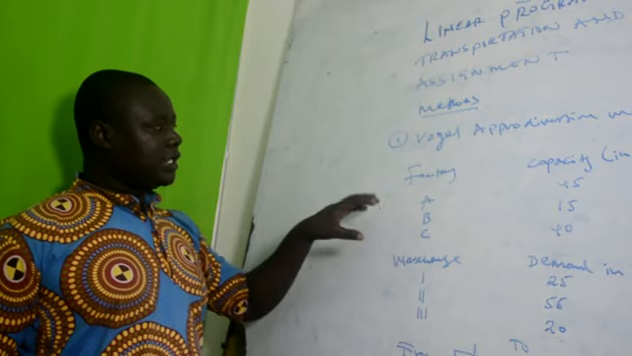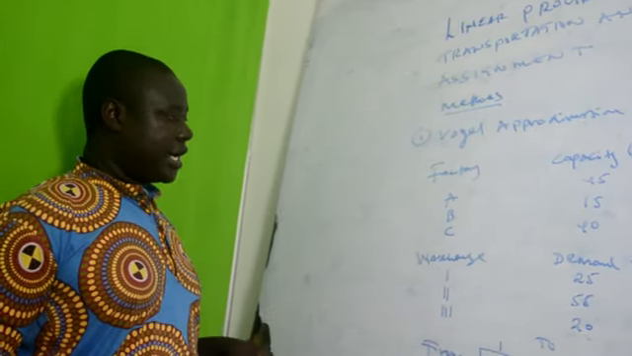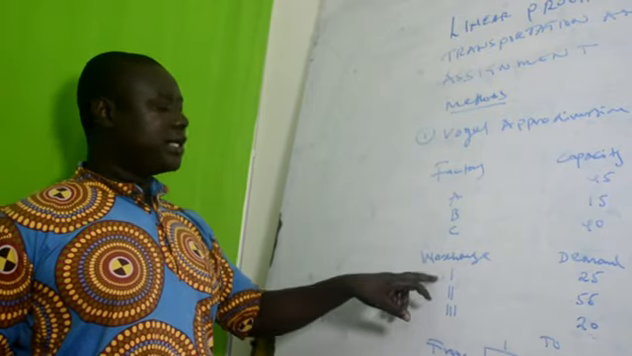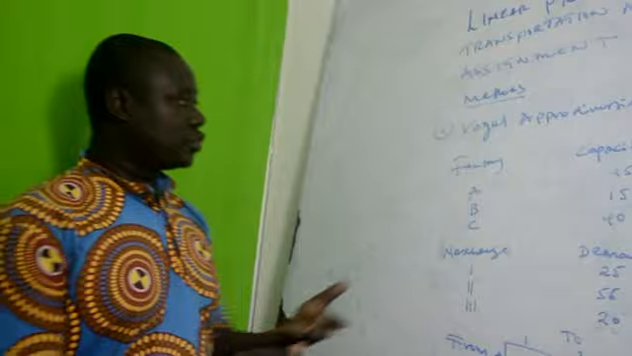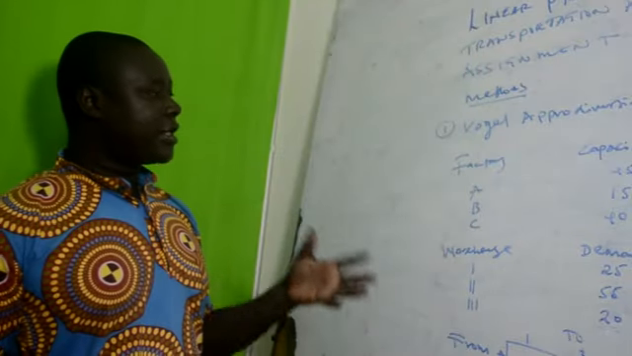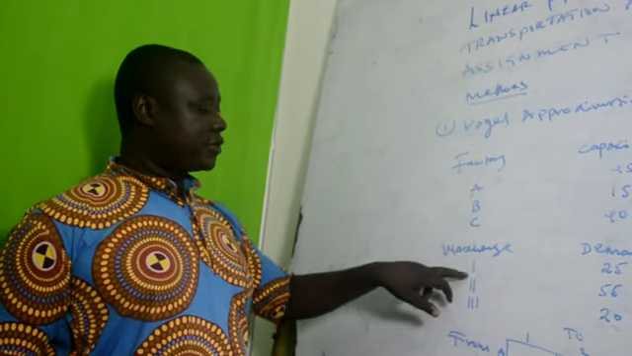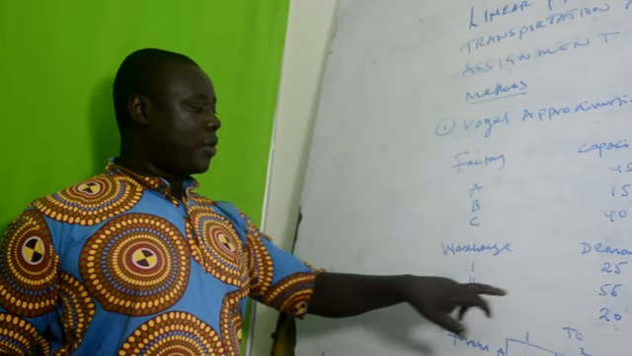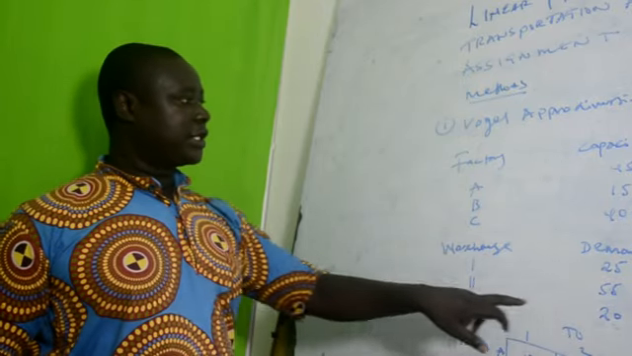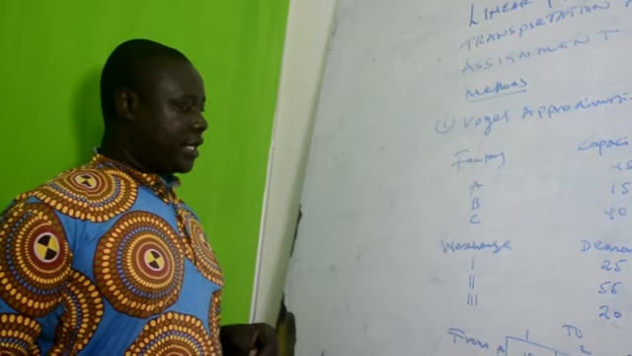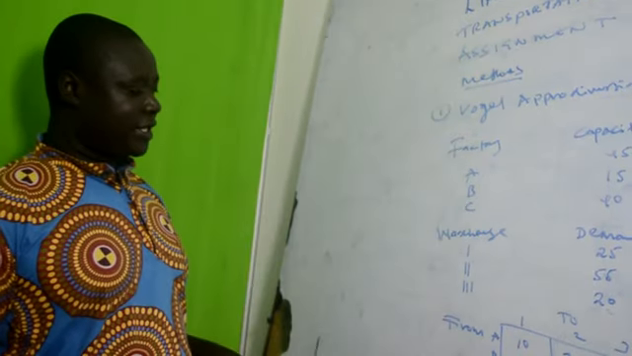Now, in this factory, they have what are called warehouses. We have warehouse 1, 2, and 3, because after manufacturing, they have to store the products somewhere. Now, what's the capacity or the demand of these warehouses? For warehouse 1, it is 25. Warehouse 2, it is 55. Warehouse 3, it is 20. Then, these are the movements that you have to give in that table.